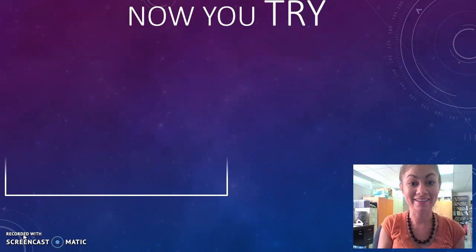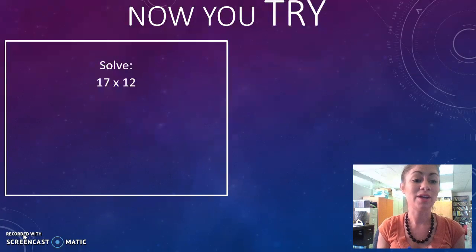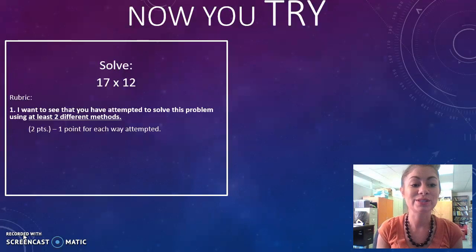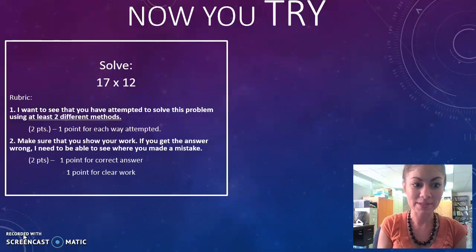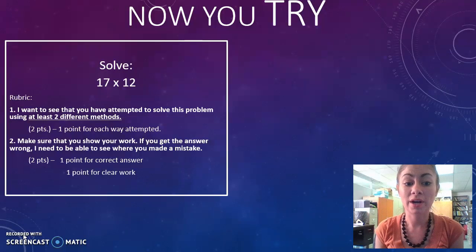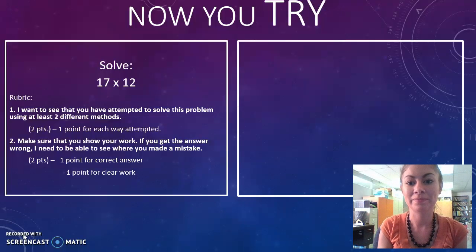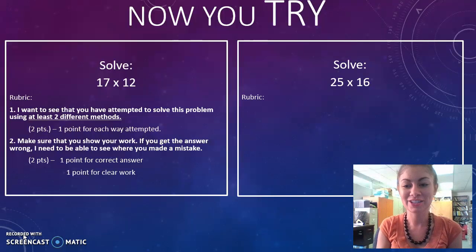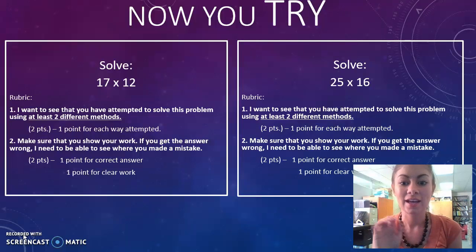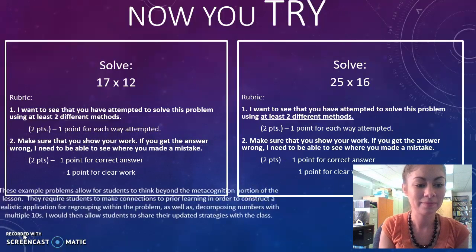Now you're going to try. Solve 17 times 12. Whenever you're doing this, I want to see that you're solving it using 2 different methods. You'll get 1 point for each way that you attempt. Make sure that you show your work. If you get the answer wrong, I need to be able to see where you made your mistake. So you're going to get 1 point for having the correct answer and 1 point for demonstrating clear work. If you want an extra challenge, you can solve this next problem, 25 by 16, same rubric.